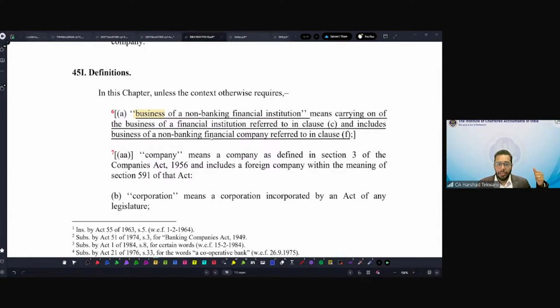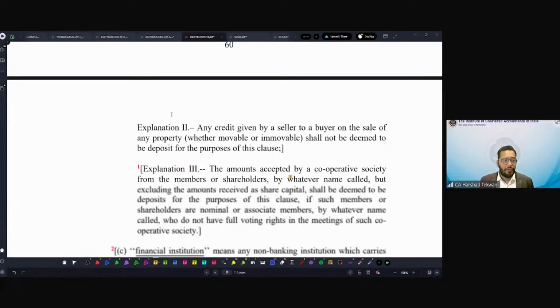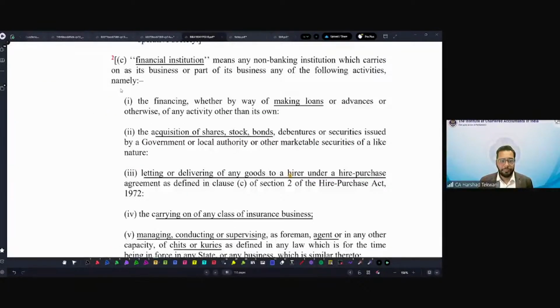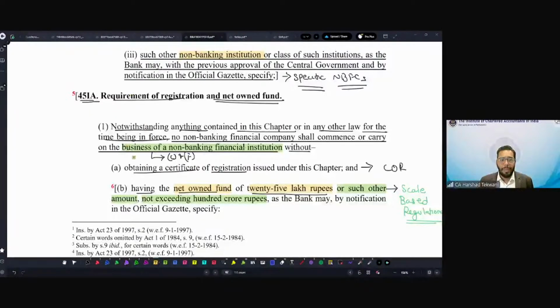Now, what do we mean by the business of NBFC? We saw in C what is a financial institution. We saw in F what is the business of a non-banking financial company. But in general terms, what is this business? What is this principal business about? Even the term principal business is again referred to in 45-IA. In 45-IA, again, they are referring to the business of a non-banking financial company. So the question comes, what is this business about? What are they talking about, this business?